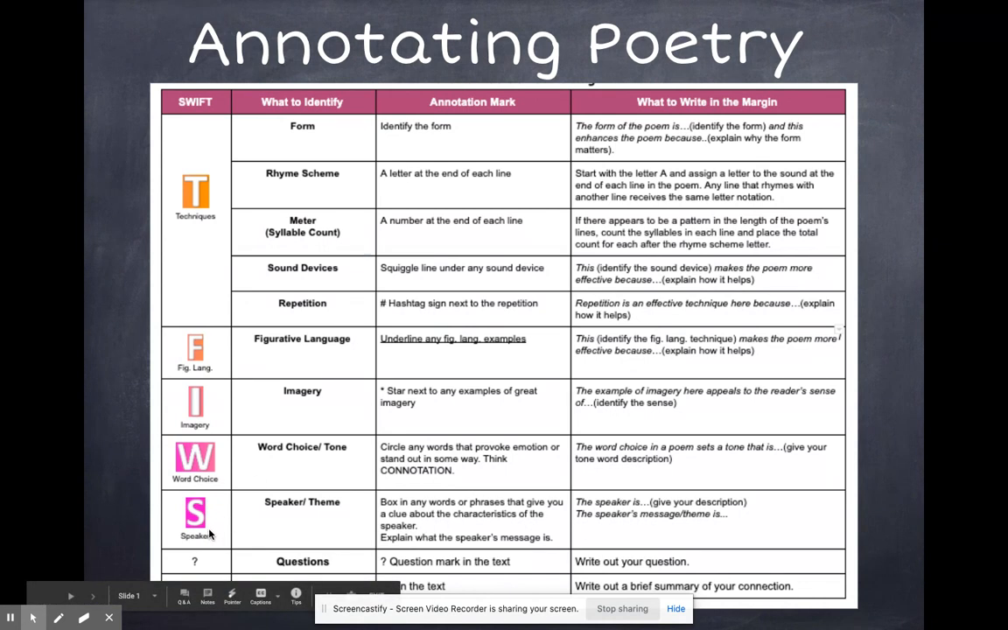It's going upside down though. So the S is down here, going upward should spell out SWIFT. Right? So just briefly, I'm going to tell you what each letter stands for. The T is for techniques.